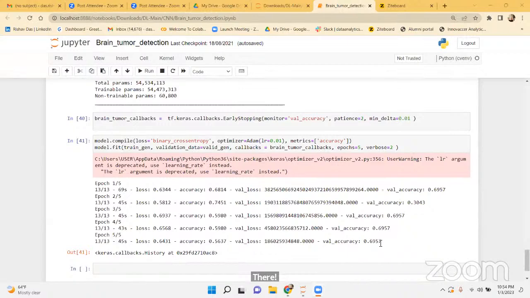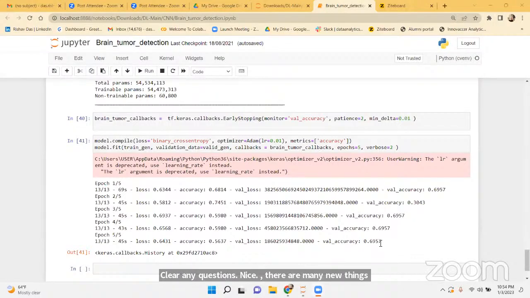Clear? Any questions? There are many new things that I have introduced to you, which we teach in depth in our course. Here we are just to give you an understanding of how to build this. I briefly mentioned and touched base on a few things. Any questions, any doubts that you have?